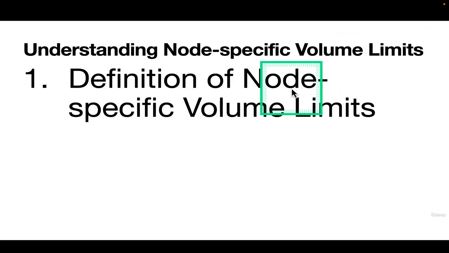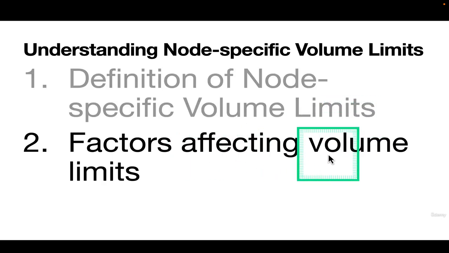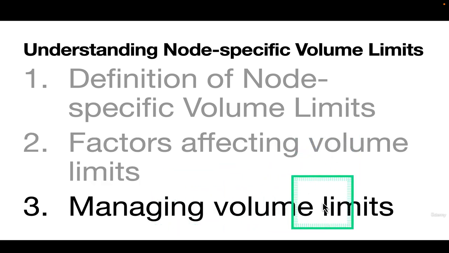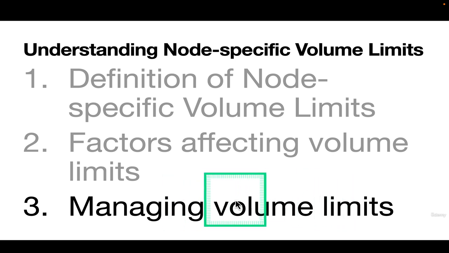Understanding node specific volume limits. Definition of node specific volume limits. Node specific volume limits are the maximum number of volumes that can be attached to a node, depending on the storage driver and node capabilities. Factors affecting node volume limits include the storage driver, node hardware and operating system limitations. Managing volume limits involves monitoring utilization, configuring alerts and making infrastructure adjustments as needed.